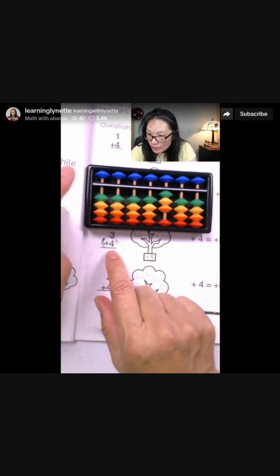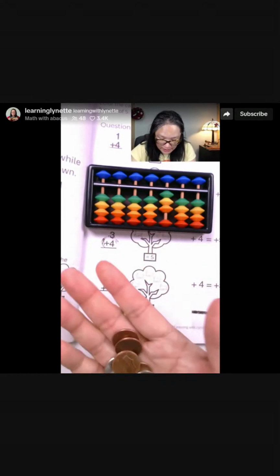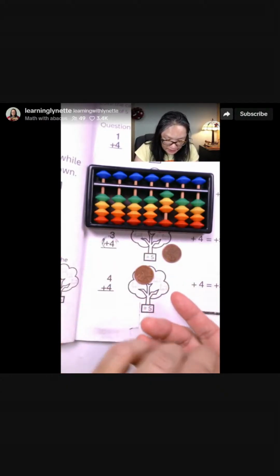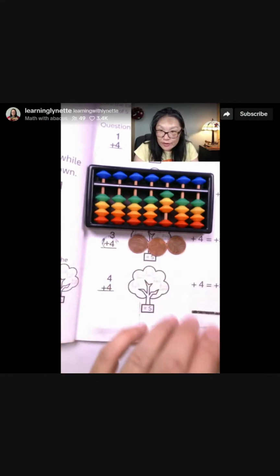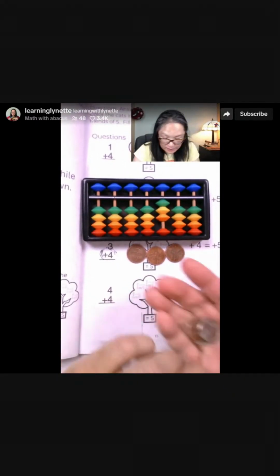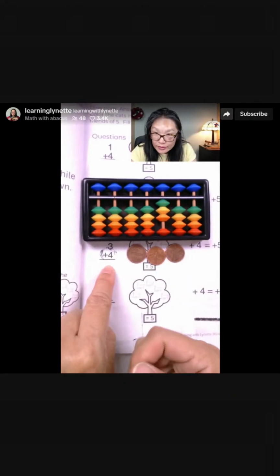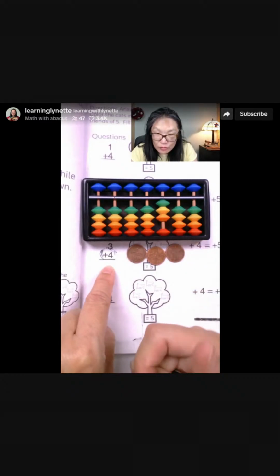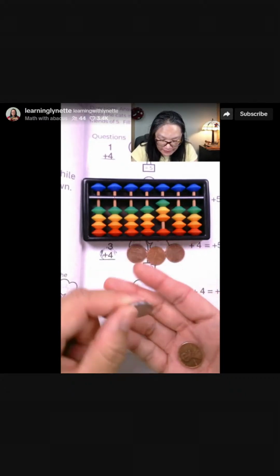I have 3 pennies, right? This makes sense. I have 3 pennies. I have 3 cents. I have 3 beads on the abacus. So when I have the 4, what am I going to do? I don't have any more beads. I have no more beads. But guess what? I have 5 cents. What? We're using money? That's crazy.